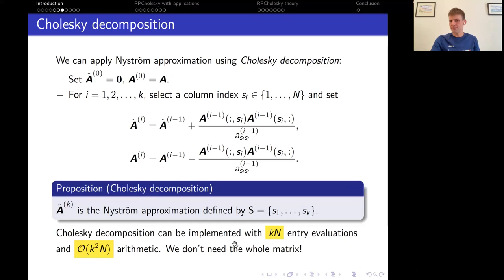It's pretty cheap because if you implement it smartly, you only need to look at the selected columns. You only need Kn entry evaluations to form a rank K approximation and order K squared n arithmetic. You don't need the whole matrix. This is important for kernel methods because it costs a little bit to evaluate that kernel function on, say, high dimensional data for each point. That would require a lot of operations. You don't need to do that. You just look at the selected columns.